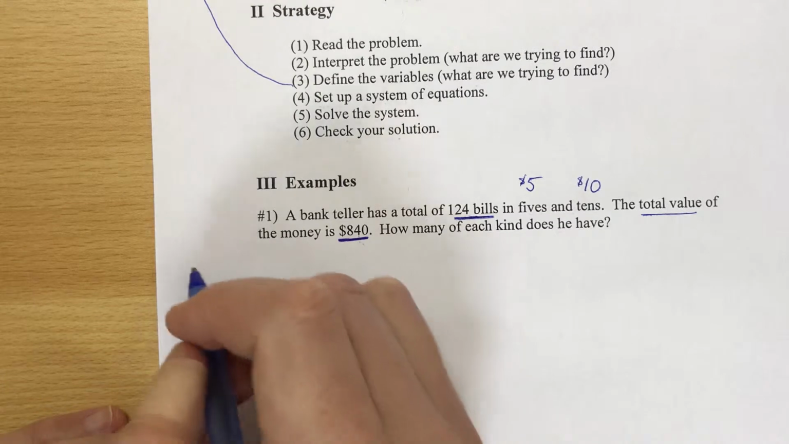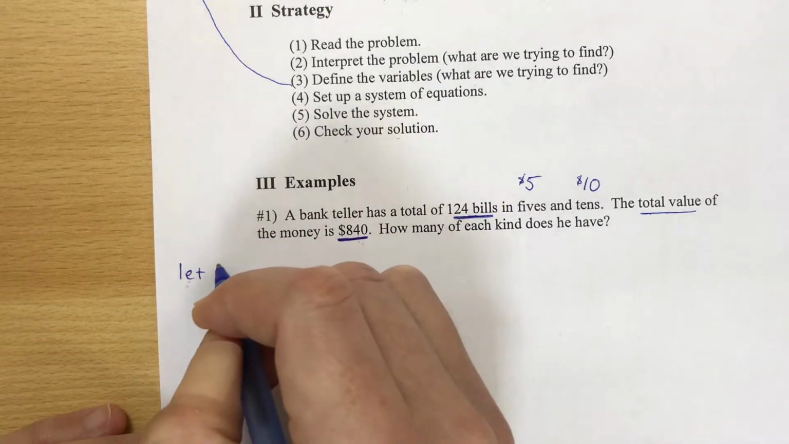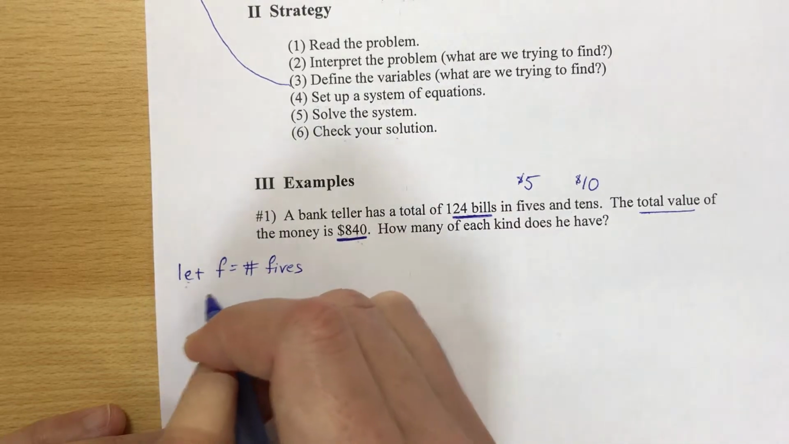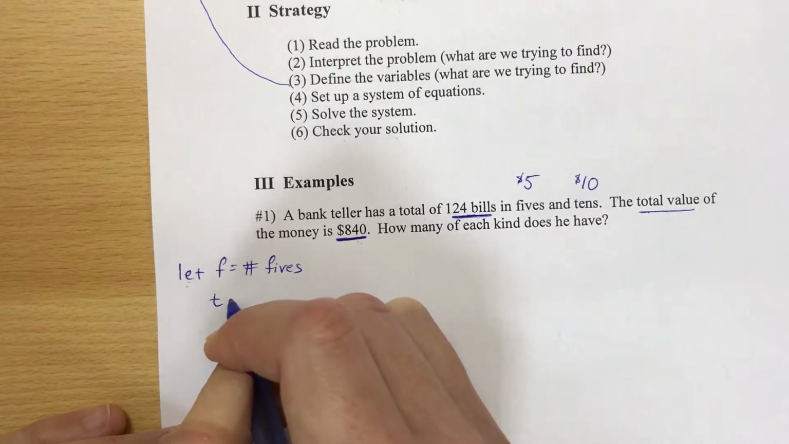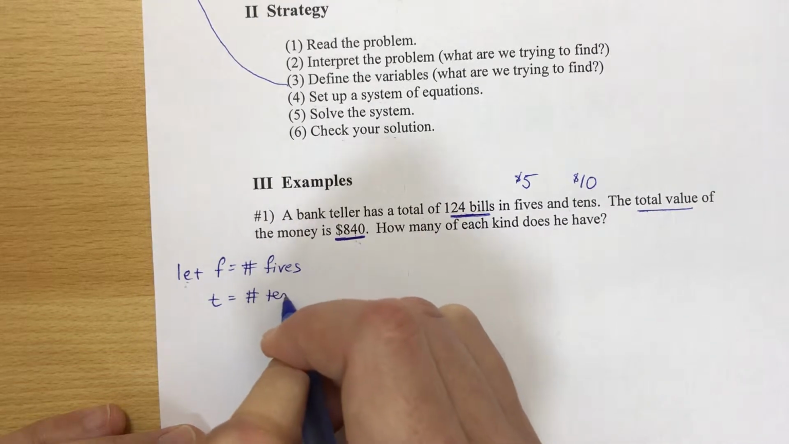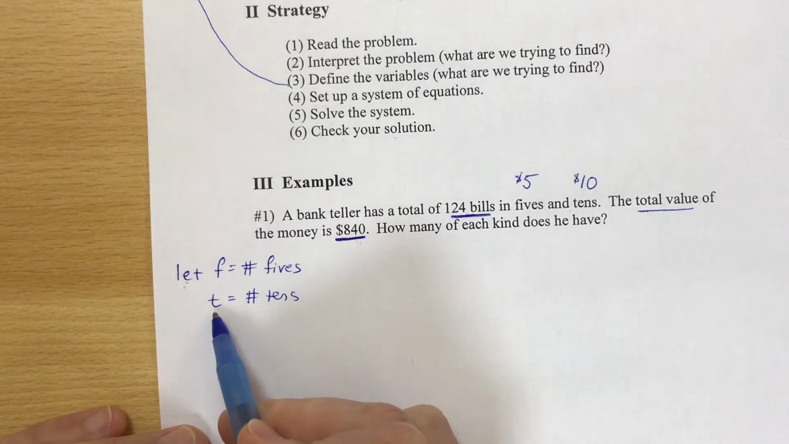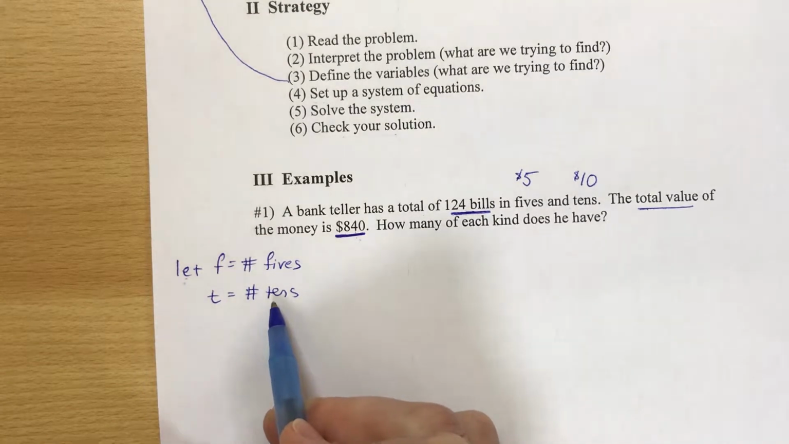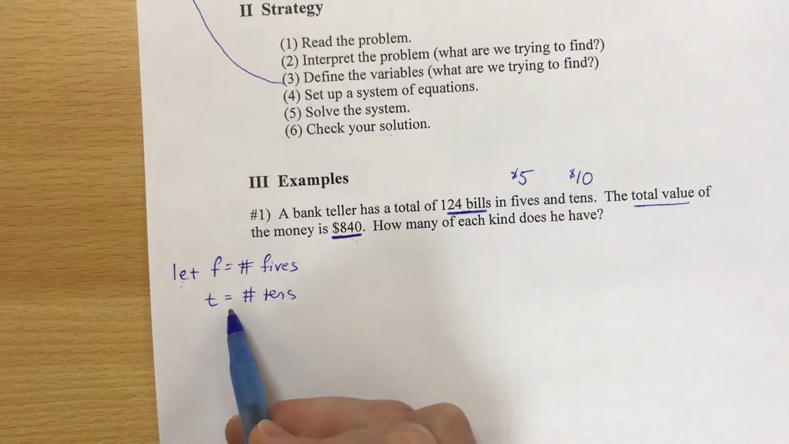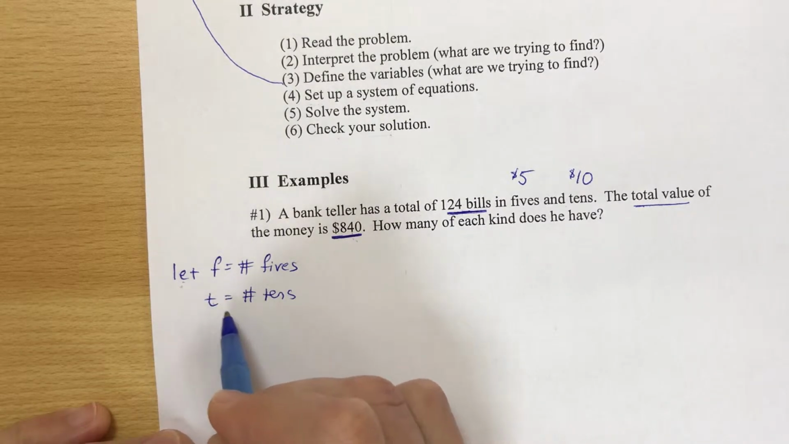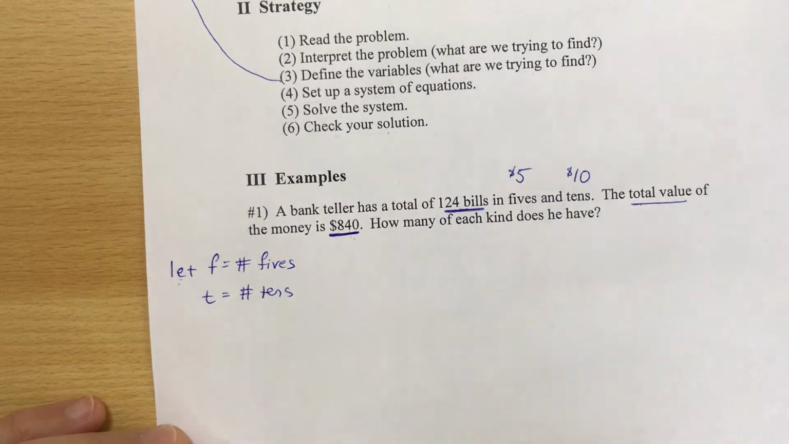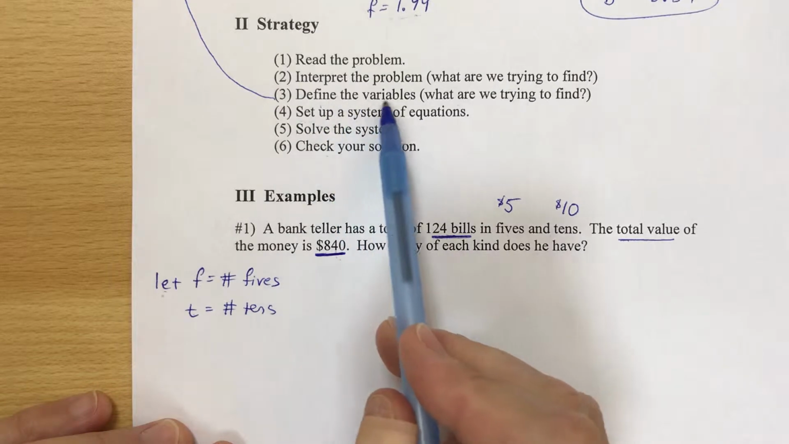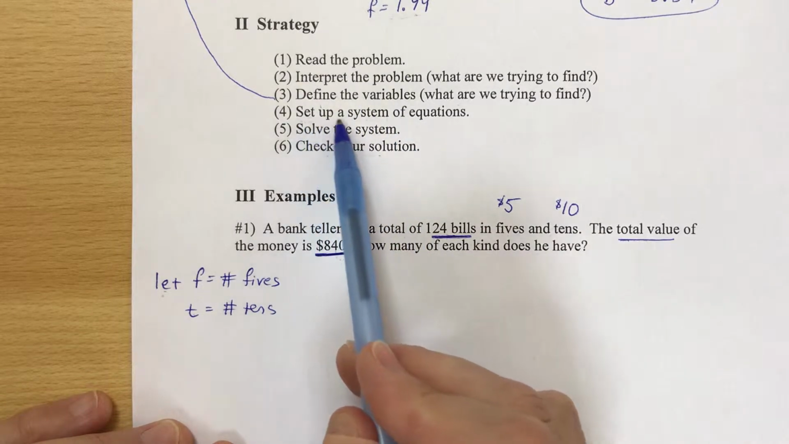Now we have 5s and we have 10s. So on the side, I'm going to define my variable. I'm going to say let's do F for the number of 5s. And I'm going to use T for the number of 10s. But notice that I'm going to write my T with a curve because my T's look like plus signs. Now, if that's confusing to you, pick a different variable. Pick N, pick X, pick anything you want. You can even use capital letters, but I need to be very clear here. All right, so interpret the problem, define the variables, set up a system of equations.